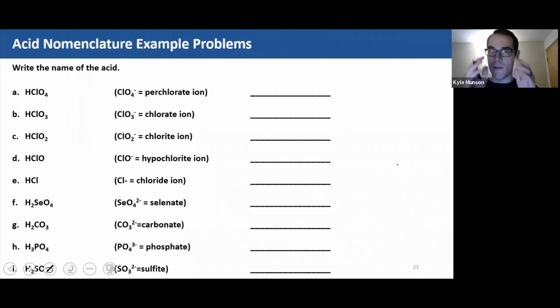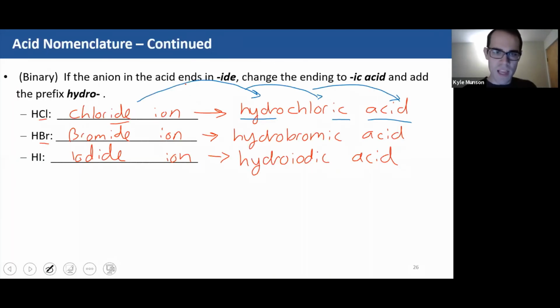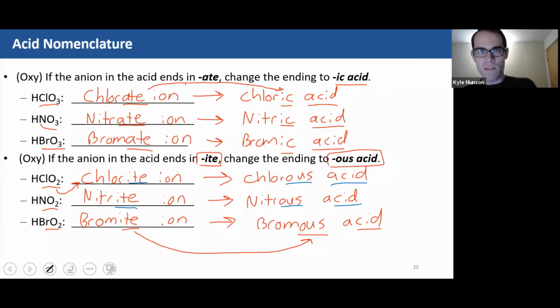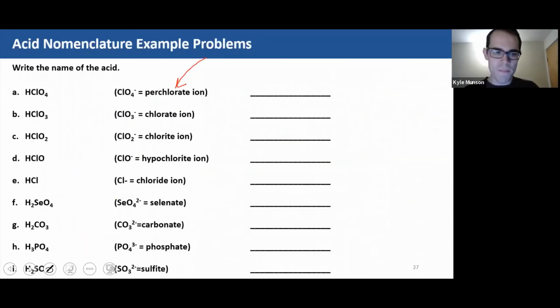Okay, so like I said, there's tons of examples right here. So what I would do is pause the video and do these examples. And what I've done, I've given you the names of the anion portion. So you can use the same rules that we talked about before. If it's an oxyacid, if it ends in ate, change it to -ic acid. If it ends in ite, change it to an -ous acid ending. And if it's a binary acid, you do the rules we just talked about. So pause the video, and given the names of these anions, write down the formulas of these acids.